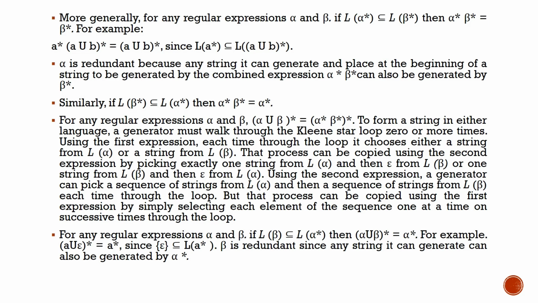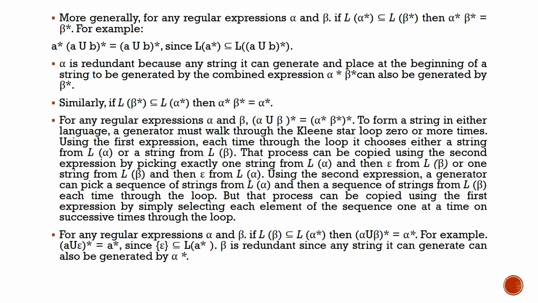So A star, let us take this as alpha star. A union B, let us take this as beta. So now alpha star concatenated to A union B whole star. Now A star is a subset of A union B whole star. So this can be simplified as A union B whole star. So this is our previous law.